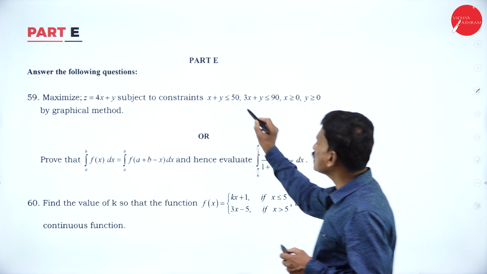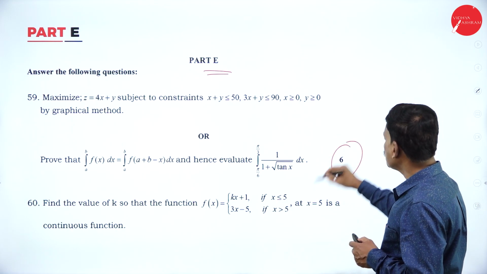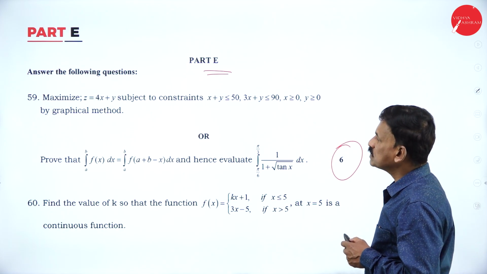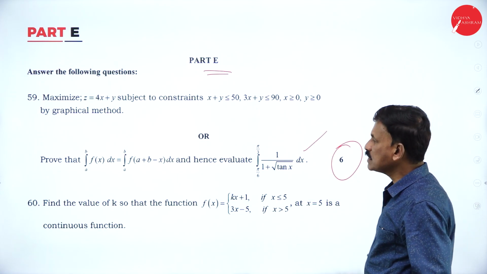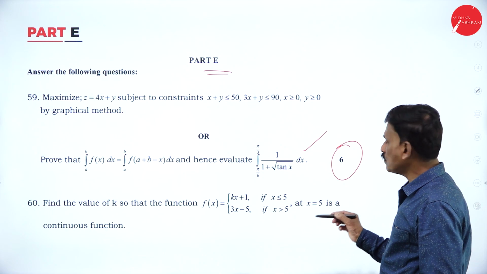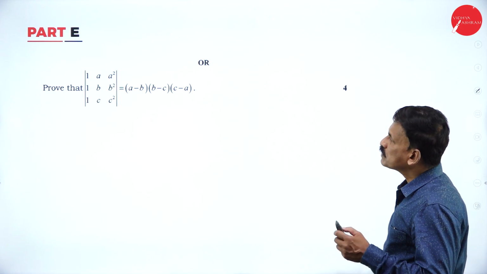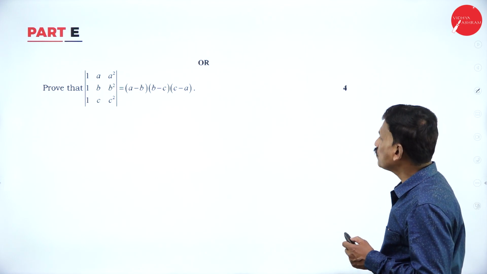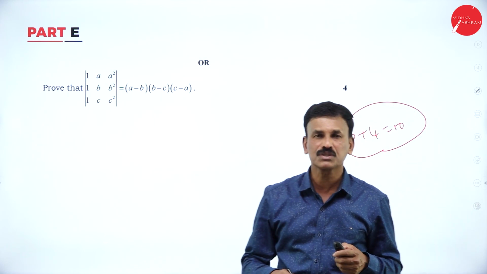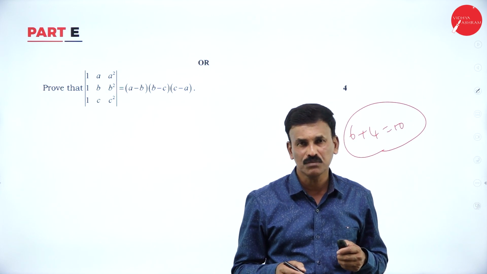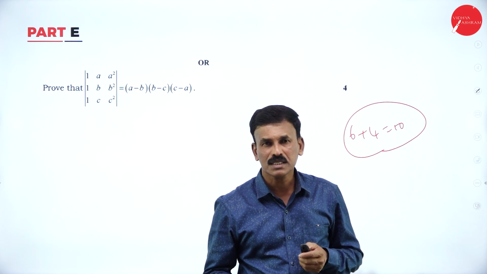Again, part E, the last part. In this you will have questions 59 and 60. In 59, the question is for 6 marks, either from the linear programming problem or from properties of definite integrals. And for 4 marks, you will get one question, either from continuity and differentiability or from properties of determinants. So totally 6 plus 4, you will get one full question, that is 10. This is also a scoring part. Part D and part E are the scoring parts. This is how the question paper will be set for the 2023 final examination, right?